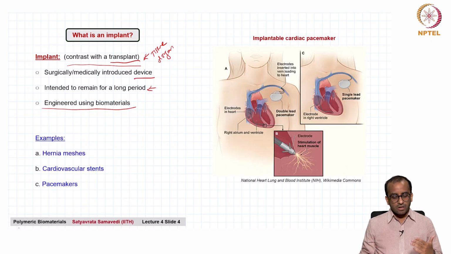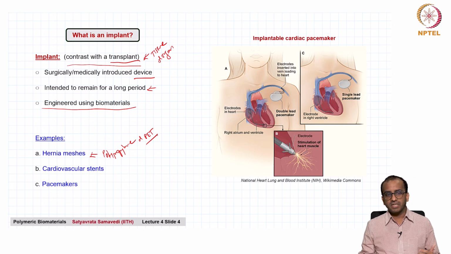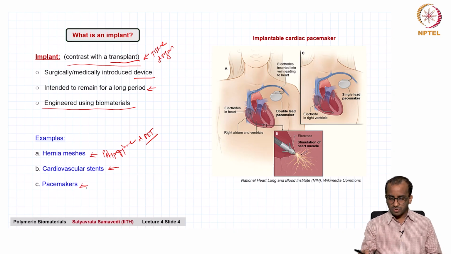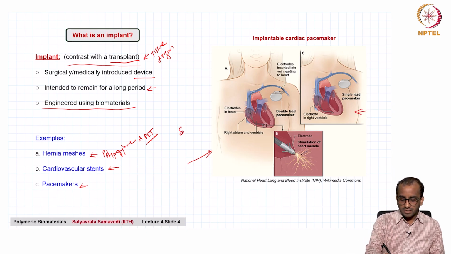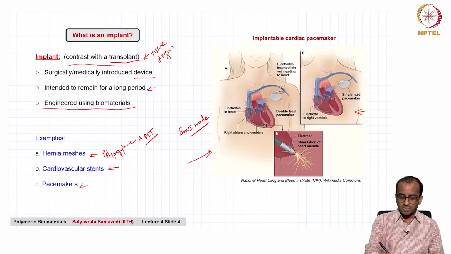Some examples of implants include hernia meshes. These are typically polypropylene or PET, polyethylene terephthalate based materials. You can also have cardiovascular stents, and you can also have pacemakers, and shown on the right here is an example of a pacemaker. What the pacemaker does here is, firstly, there is what is called the sinus node naturally in the body that acts as the natural pacemaker.